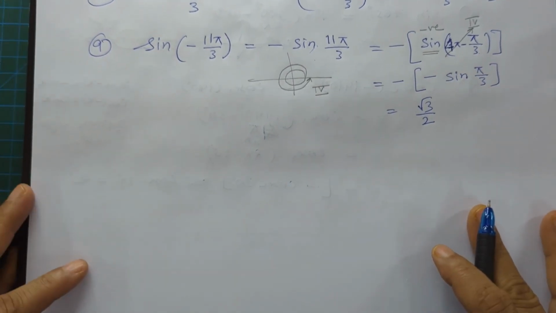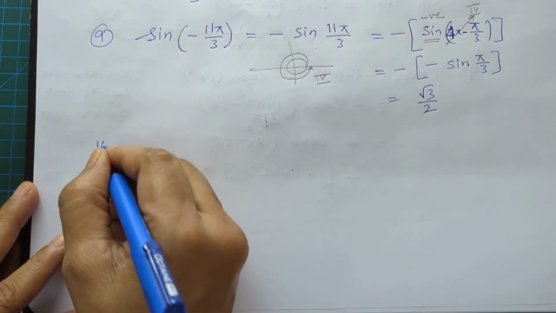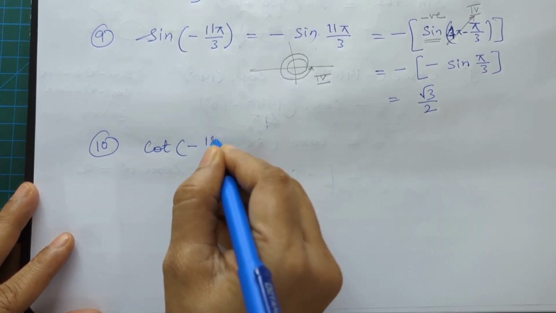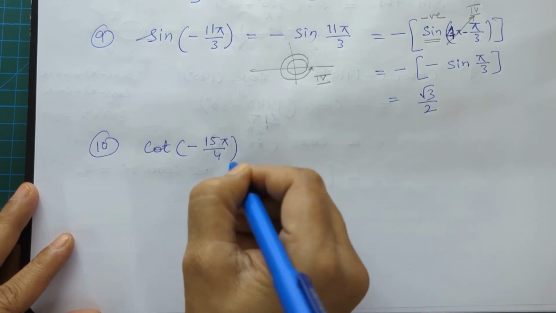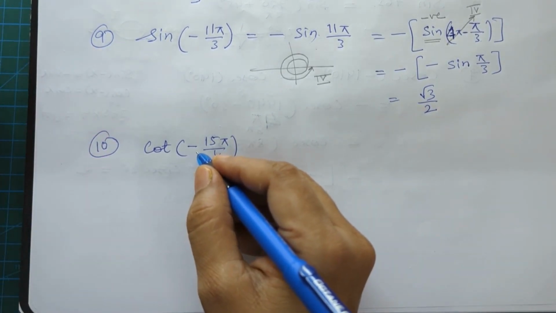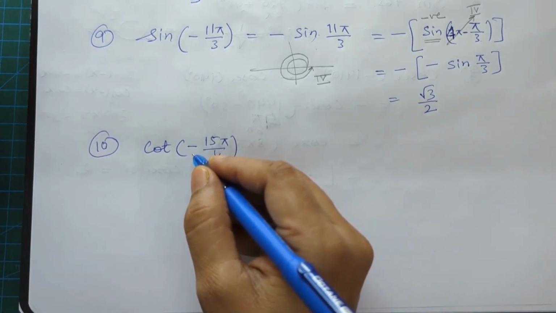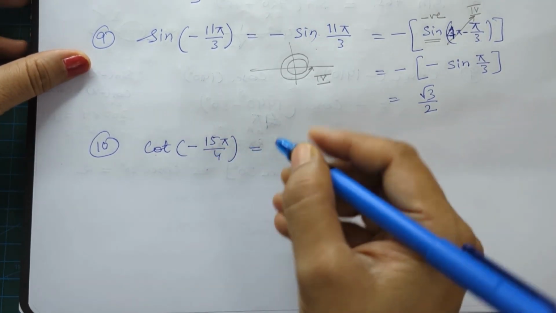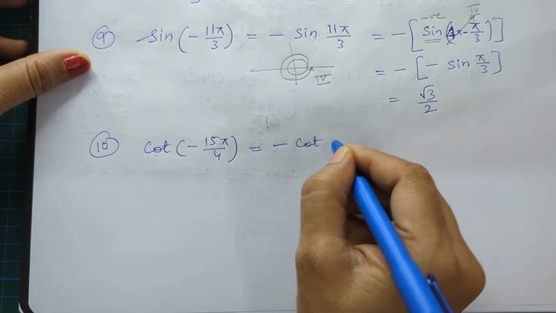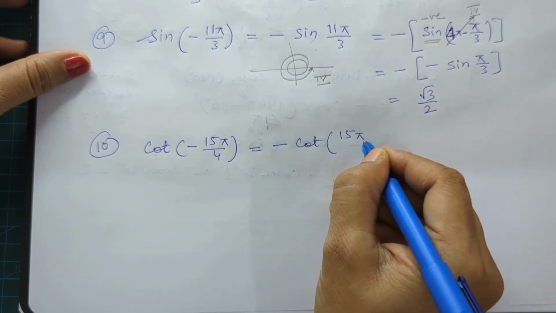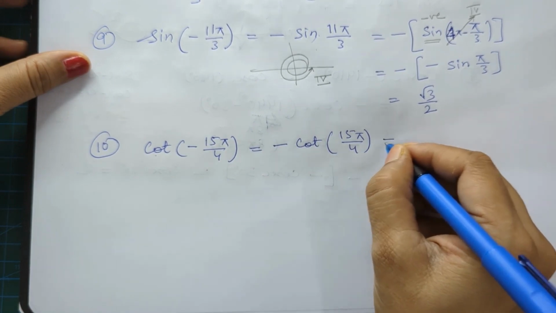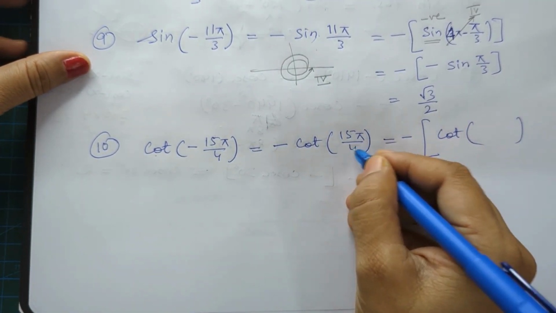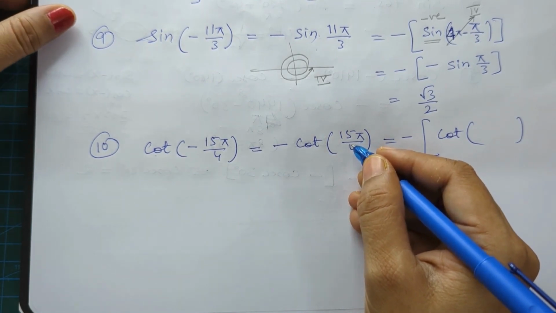Then the last question of this exercise is number 10. This is cot of negative 15π/4. Sine, tan, cot, cosec are odd functions, due to which cot of a negative angle is negative of cot of that angle, meaning 15π/4. So the negative will stay, that's okay. Start the bracket, cot of. So this we have to split in the form of with respect to π/2 or π.